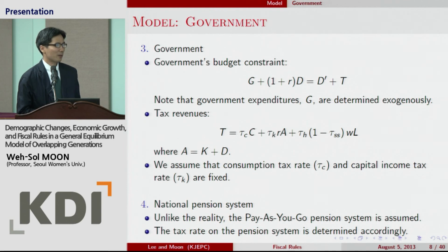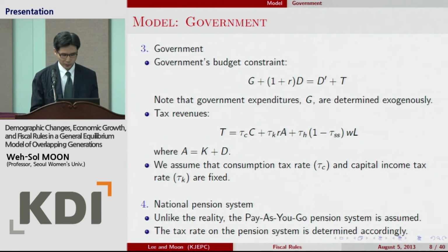So we have lots of funds for our pension, but we assume the pay-as-you-go pension system because the worse the system, the worse the economic environment we can have. Personally, I think it's a better interpretation. Tax rate of the pension system is determined accordingly. So let me show the equilibrium condition of pension system.